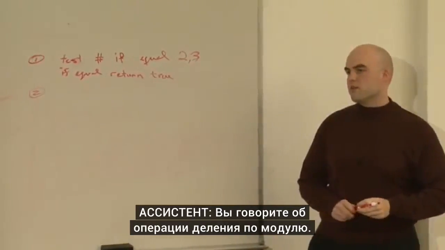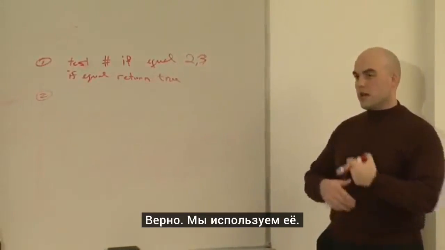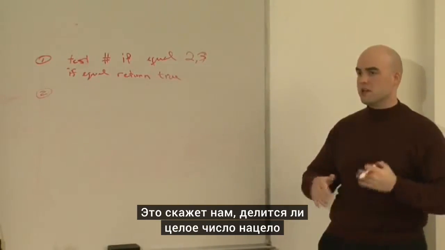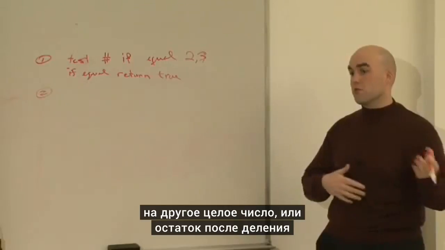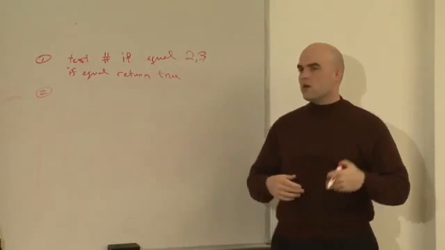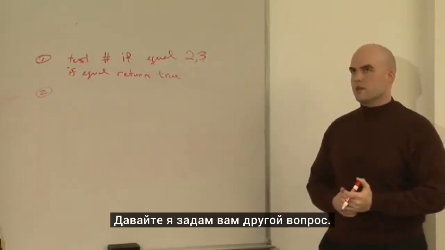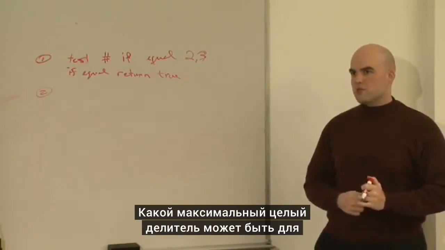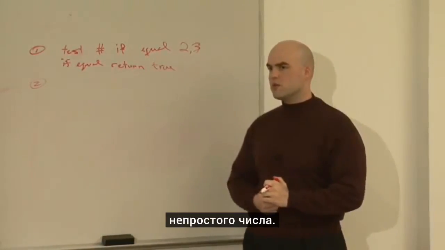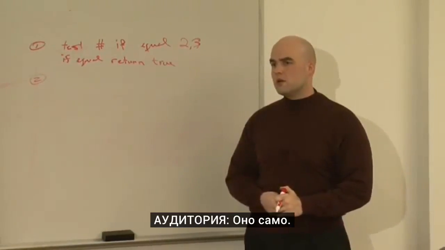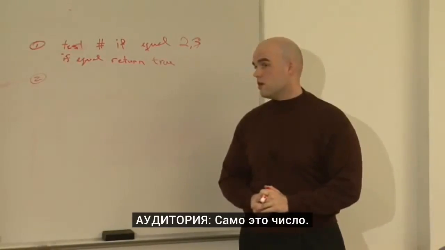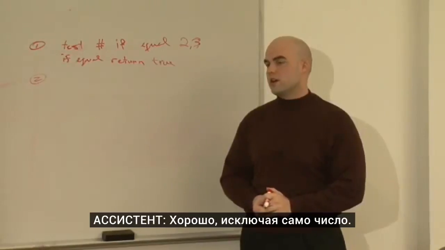You're talking about the modulo operator, right? So yes, we will use that. That will tell us whether an integer divides evenly into another integer, or the remainder after an integer is divided into another integer. But well, let me ask another question. What is the maximum value of an integer divisor for a non-prime number, for a composite number? The number itself? Okay, excluding the number itself.